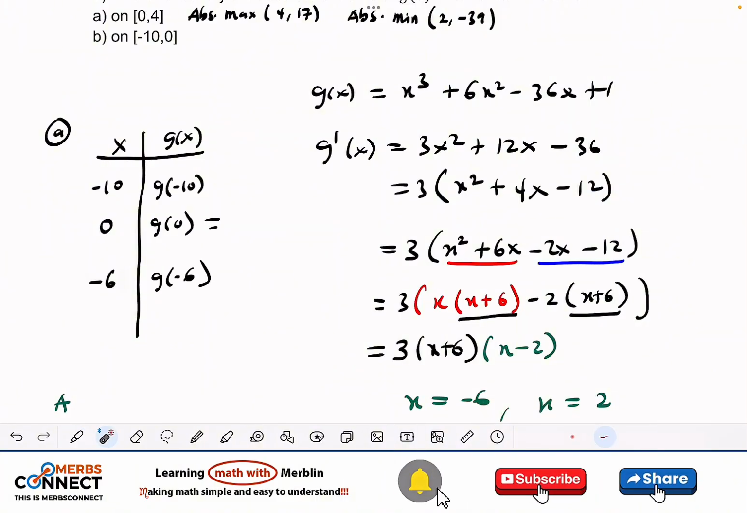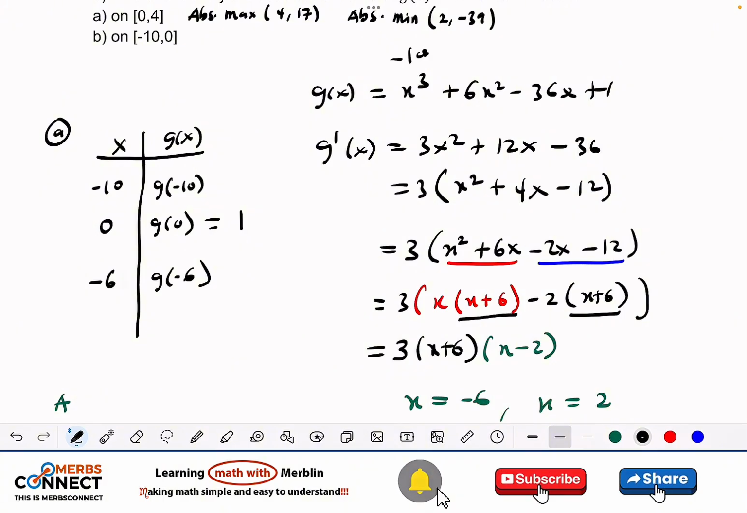So with 0, I love zeros when it's a polynomial because you can see straight away that this is going to give us 1. Now let's plug in minus 10, right? Minus 10 to the power 3 is going to give us minus 1000, I think so.